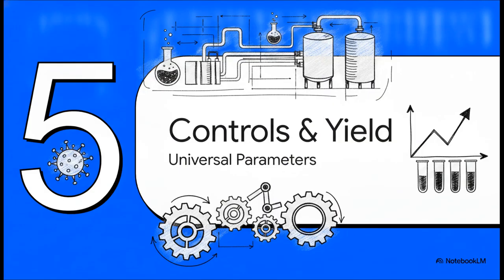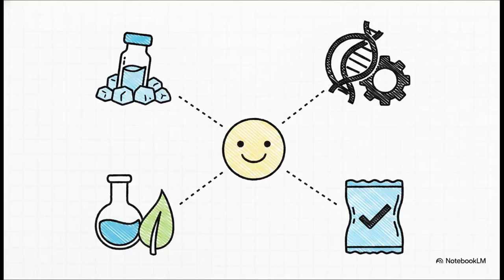All right, Section 5, Controls and Yield Challenges. We've covered the distinct pathways of AAV and lentivirus, so let's head into our final section where we'll look at the universal parameters that govern this entire microscopic factory. It takes incredibly precise inputs to keep these platforms running safely and consistently.